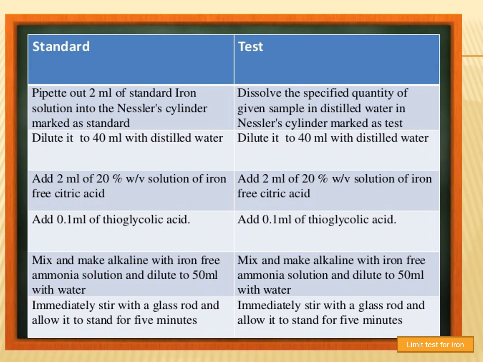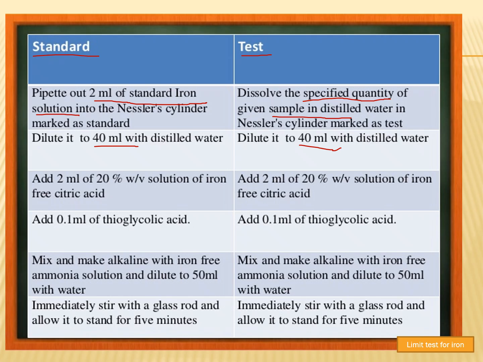Okay, now we can look at the procedure behind the limit test for iron. So we need two Nessler cylinders, one for the test and the other for the standard. In the test Nessler cylinder, we dissolve a specific quantity of sample solution. And in the standard, we need 2 ml of standard iron solution. Then dilute it to 40 ml with distilled water, both the test and the standard.